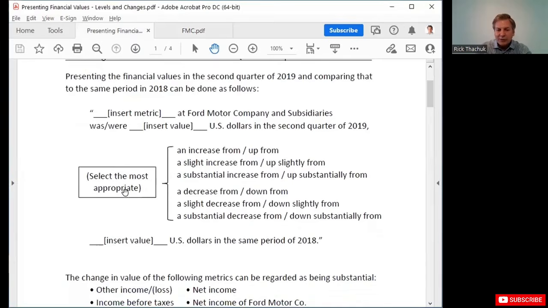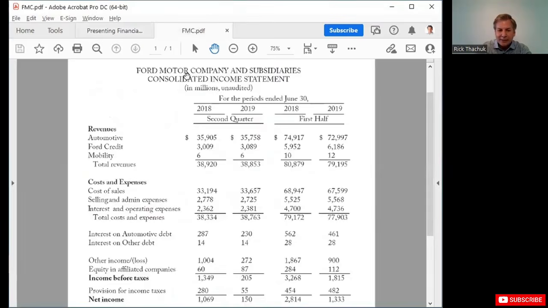We have to select the most appropriate. The top three is if the amount increased or went up. The bottom three is if the amount went down. So when we looked at automotive revenues, it was a decrease, correct? Let's jump back. It went from this value to this value. So that's a decrease.